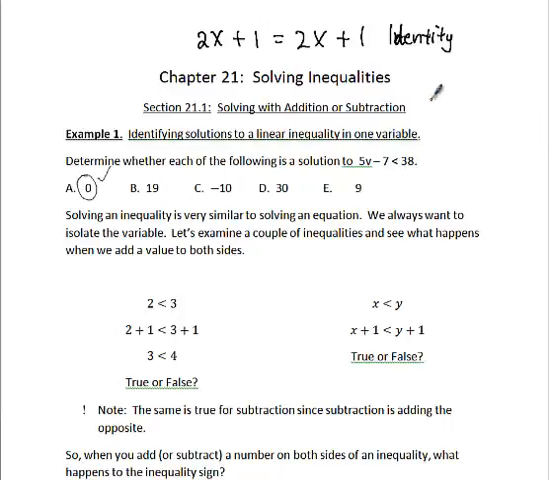Now what about 19? 5 times 19 minus 7. Is it less than 38? Well, 5 times 19 is 95, and then we subtract 7, which is 88, and that is not less than 38. 88 is bigger. So 19 is not a solution to our inequality.